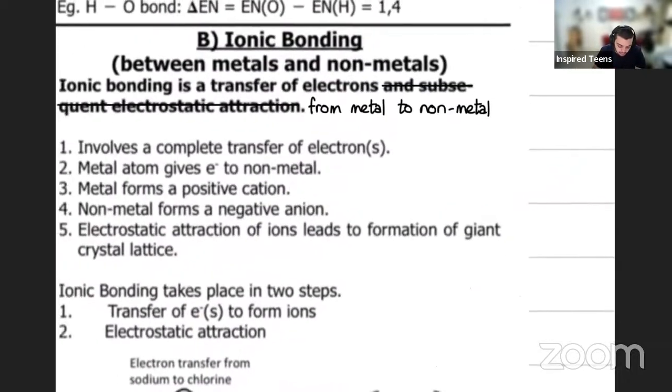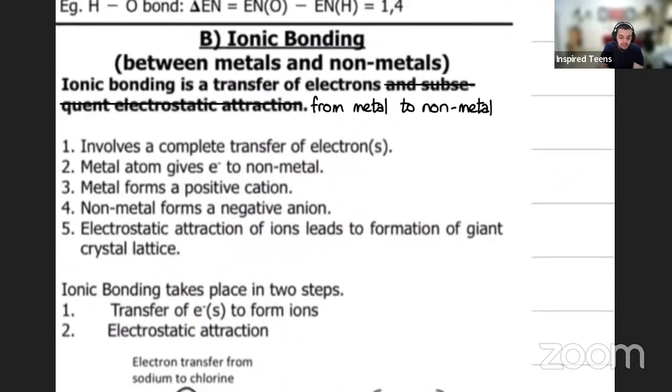So let's move on to ionic. So we said that ionic is the transfer of electrons from metal to non-metal. It involves the complete transfer of electrons. Metal atom gives electron to non-metal. Metal forms a positive cation. Non-metal forms a negative anion. Electrostatic attraction of ions leads to formation of giant crystal lattice. Ionic bonding takes place in 2 steps: transfer of electrons from ions, electrostatic attraction.